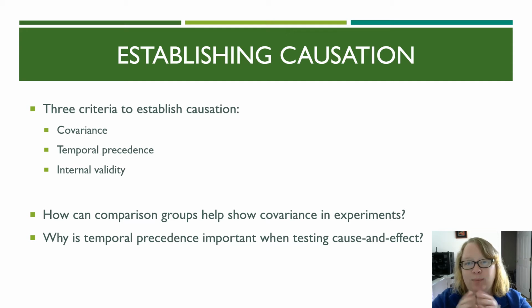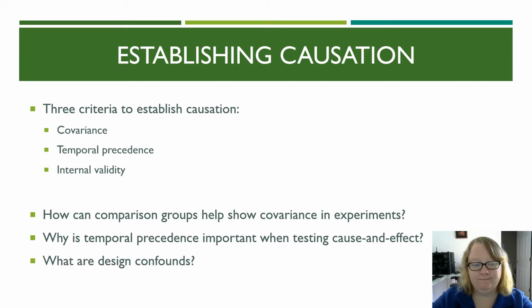Or again, that example, if you're just measuring two variables, so you're not manipulating either, just measuring them both, like pressure to be online all the time and anxiety, right? You don't know which one came first. You can't make that cause and effect claim. So temporal precedence is really important in establishing causation. It's a really important piece.